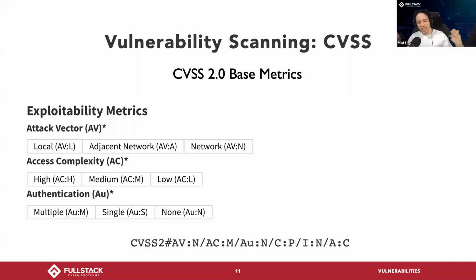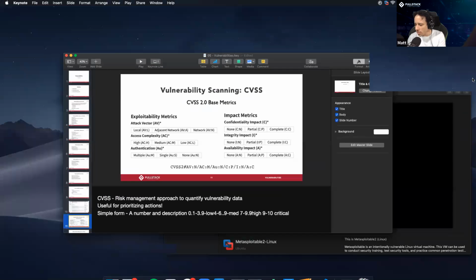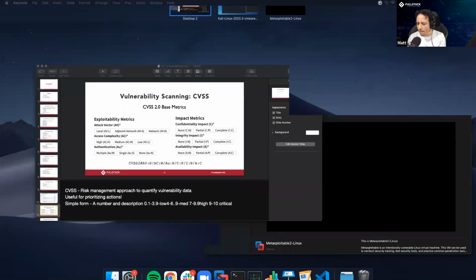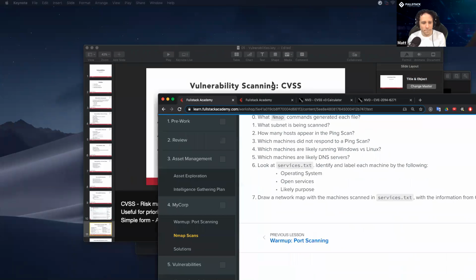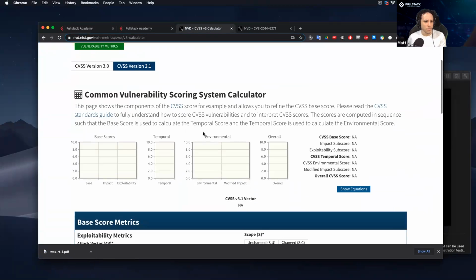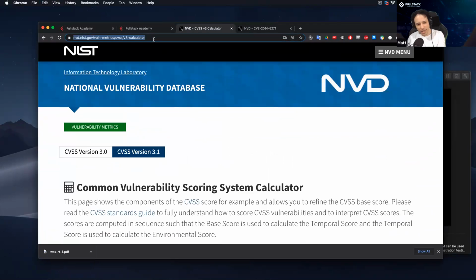But where do these numbers come from? Actually, let me show you right from the source instead of from here. Let me grab the CVSS. There we go. Okay. So I'll send this link out to you. I'll put it in Slack right now, actually.